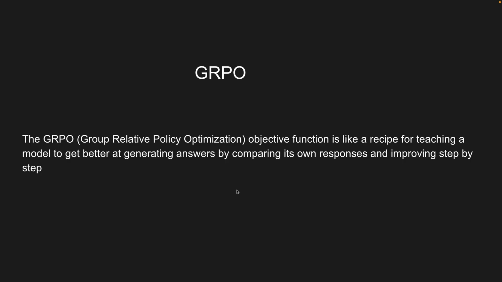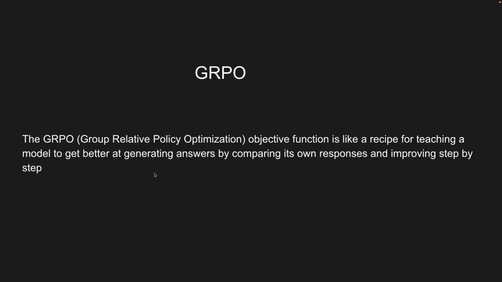Let's talk about GRPO. GRPO stands for Group Relative Policy Optimization. It's a reinforcement learning algorithm which works as an objective function. It's like a recipe for teaching a model to get better at generating answers by comparing its own responses and improving step by step. Now, two main keywords over here: own responses, so own, and getting better.